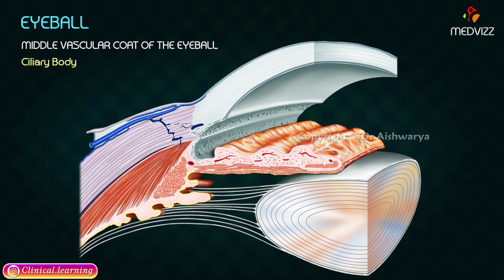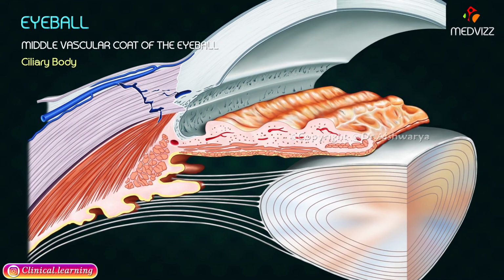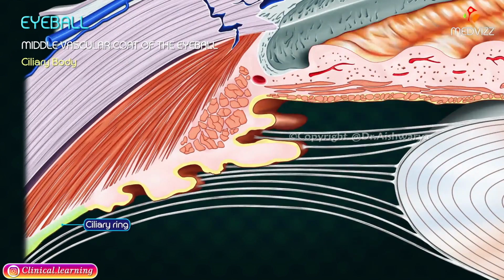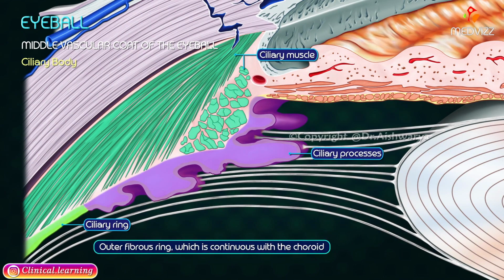Parts of the ciliary body. The ciliary body is triangular in cross-section, thick in front, and thin behind. The ciliary body consists of a ciliary ring, ciliary processes, and ciliary muscle. The ciliary ring is an outer fibrous ring which is continuous with the choroid.